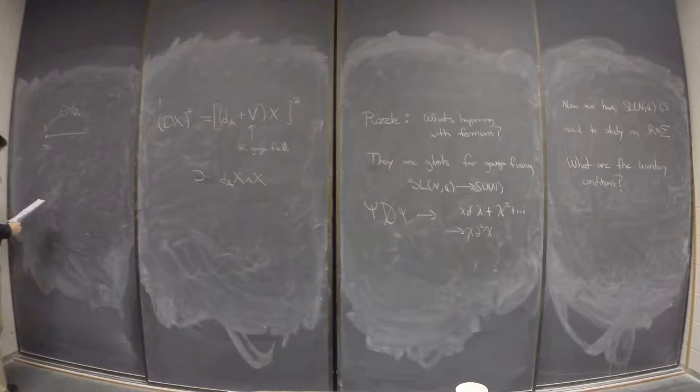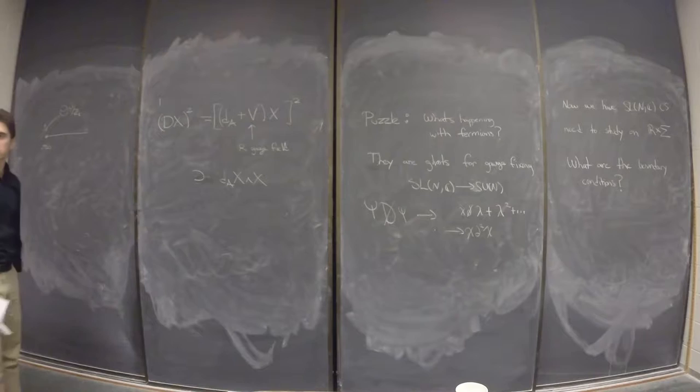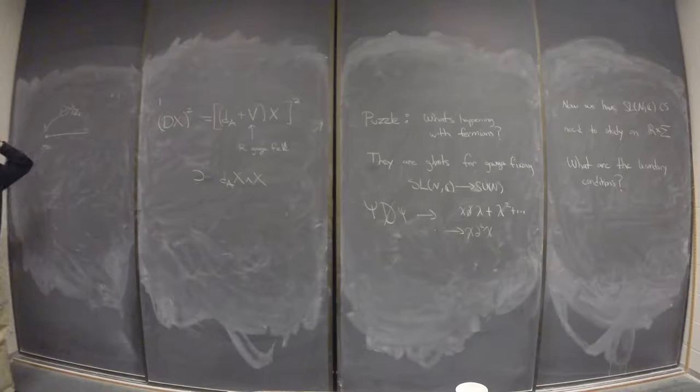Okay, so the first thing is that you might worry that there's no hope to ever describe such a configuration in 5D Yang-Mills. Maybe something singular is happening here if I try to describe it in 5D Yang-Mills. How can we argue that that's not the case?